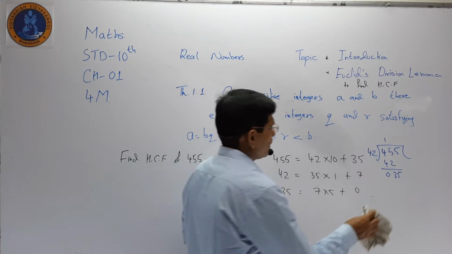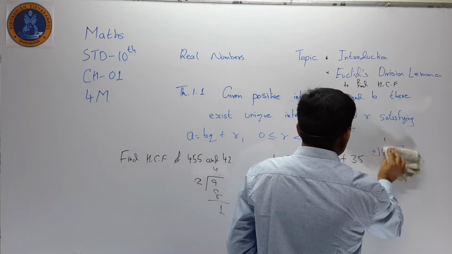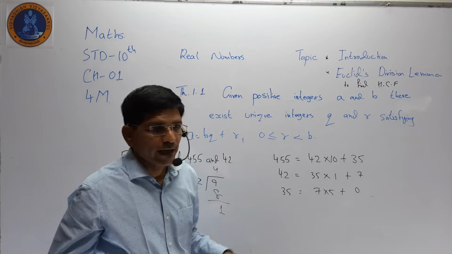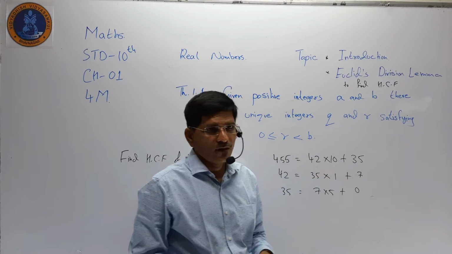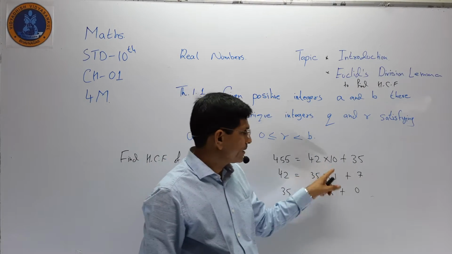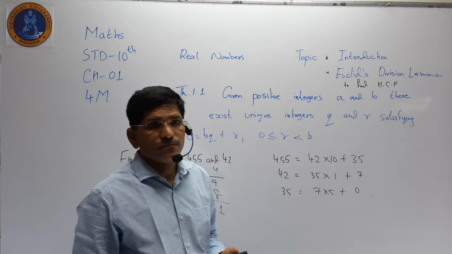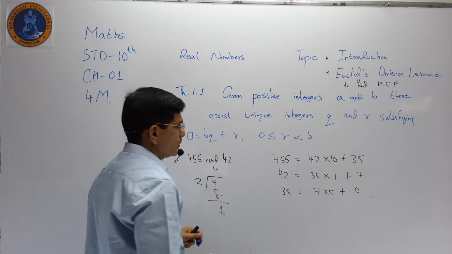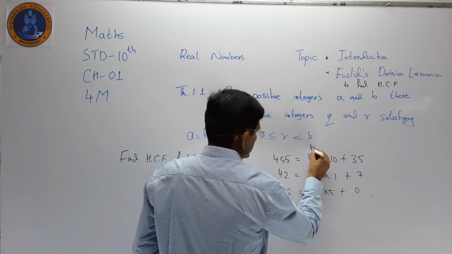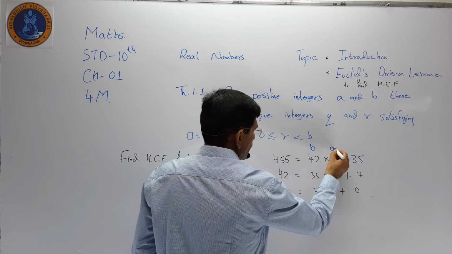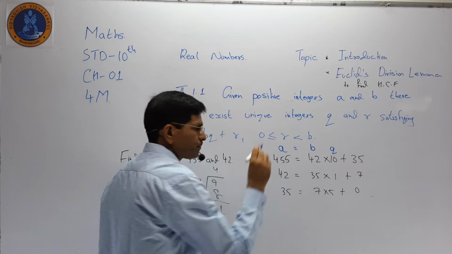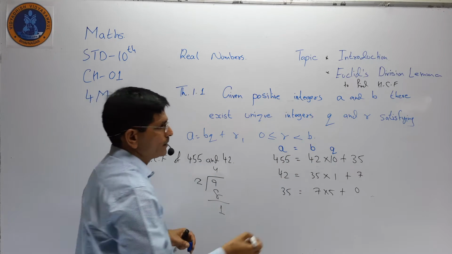So the first step that I am writing here is 42 into 10 plus 35. 42 into 10 is 420. What is the remainder? 35. Now what is B? So these are all our B, that is our Q, and here it is our A. A equals BQ plus R.